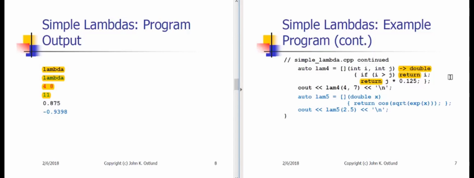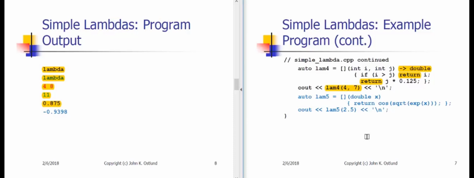So here I have a situation where the compiler does not have a basis for deciding what the return type is supposed to be, and I have to tell the compiler, in order for this to work, that this lambda will be returning a double. When I call this lam4 with the arguments 4 and 7, well, i's value is 4, j's value is 7. Since i's value is not greater than j's, I'm going to return 7 times 0.125. That is, I'm returning 7/8, which is 0.875 when that's displayed on the screen.